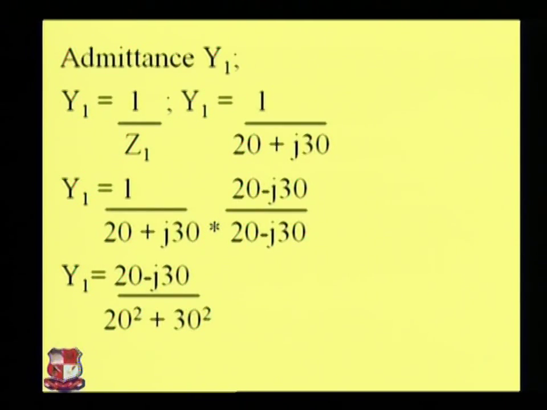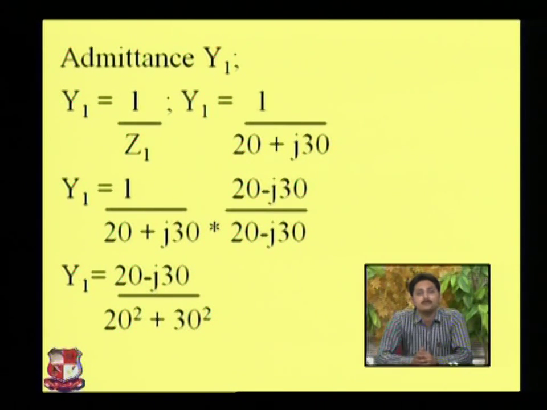Starting with the first admittance, that is Y1. Admittance is nothing but the inverse of the impedance.